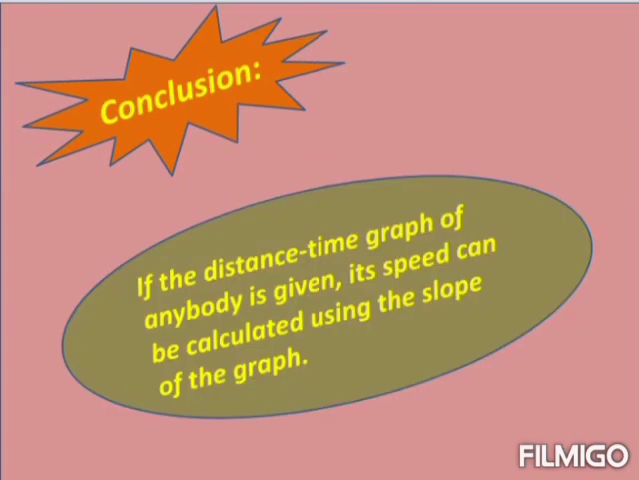There is some other conclusion from the distance time graph. If the distance time graph of any body is given, its speed can be calculated by using the slope of the graph, or we can easily find out the value of speed by using the values that are mentioned on the distance time graph.